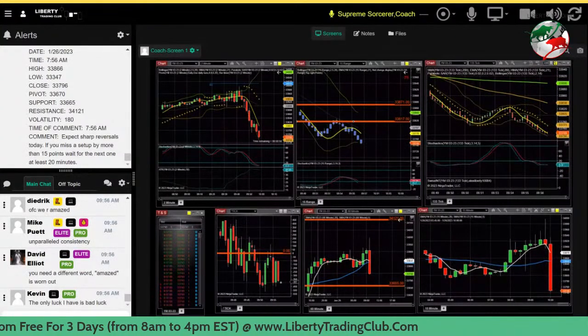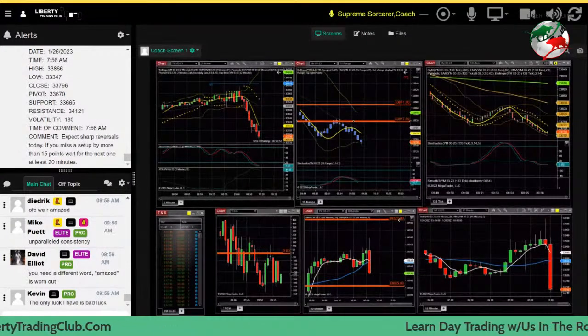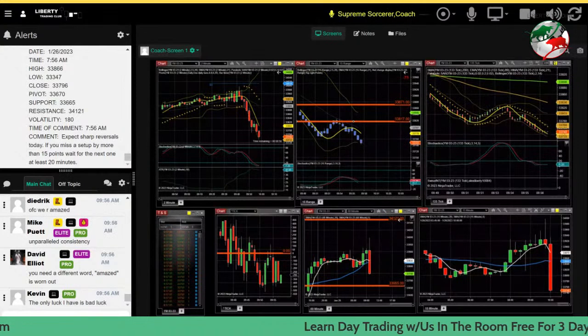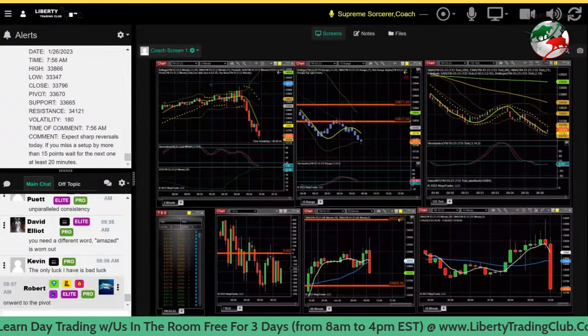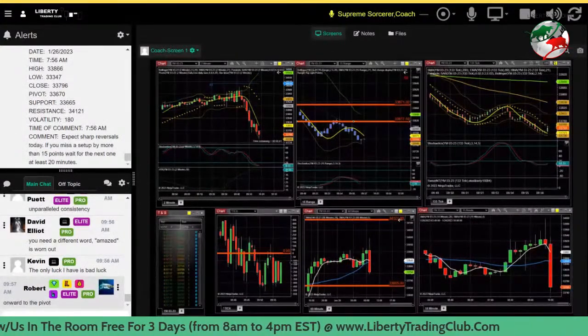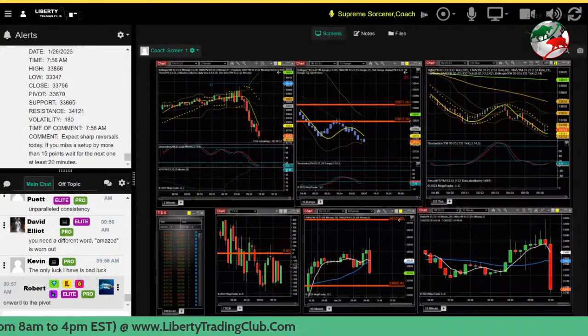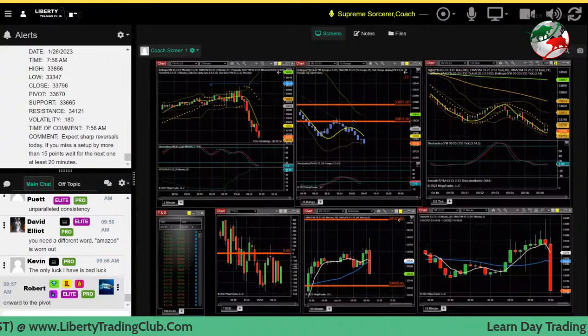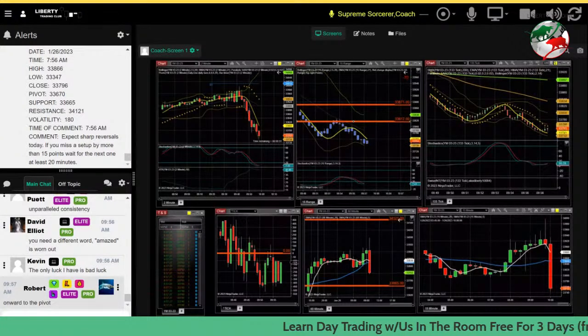All right. Moving my stop down to 781. Just got 100 ticks on it. I could close out with 100 ticks. Onward to the pivot.